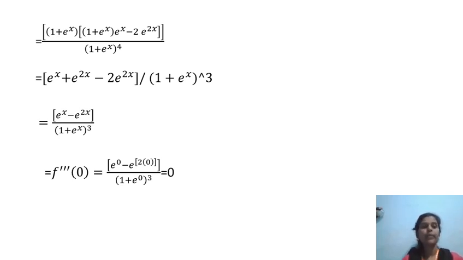Then we get e^x + e^(2x) − 2e^(2x) by (1 + e^x)³. Here we are cancelling (1 + e^x) in the denominator, and we get (e^x − e^(2x)) divided by (1 + e^x)³. Then f‴(0) equals (e^0 − e^(2·0)) divided by (1 + e^0)³. 1 minus 1 is 0, so we get 0.